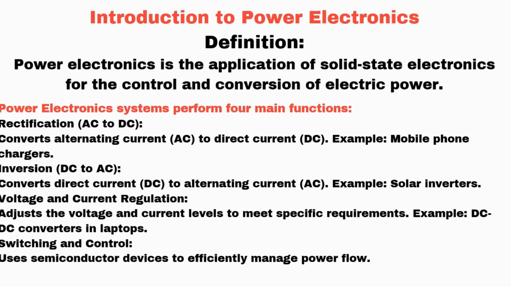What are the four main functions we study in this power electronics? First is rectification, that is conversion of AC to DC. That is converting alternating current to direct current, like in mobile phone chargers, where your battery is charged. So we convert AC, that is line voltage, to DC.